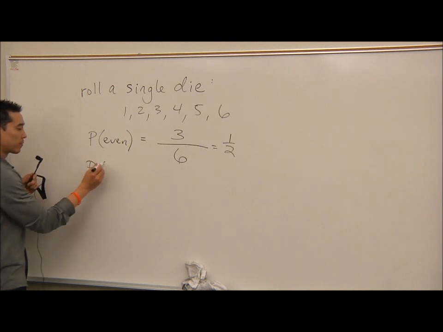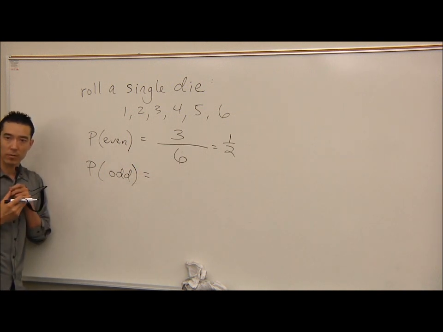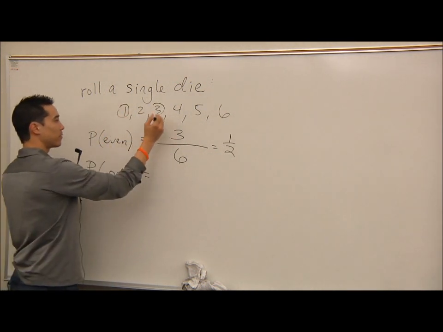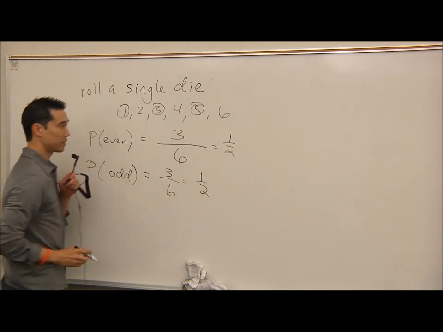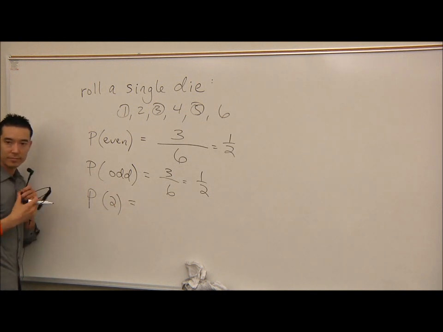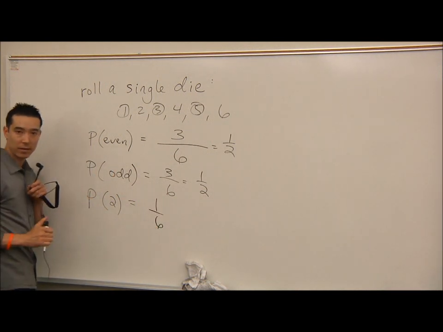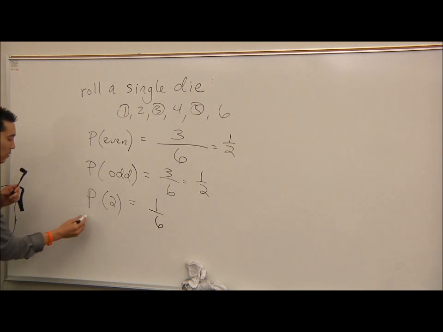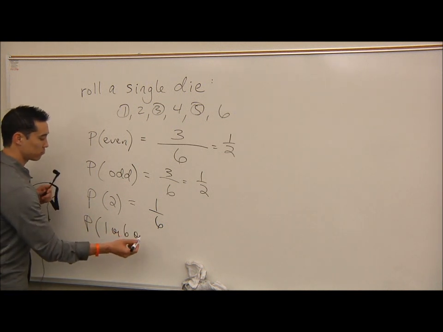What is the probability of getting an odd? What would I get there? Yeah, this time it's 1, 3, and 5. It's still 3 out of 6, which again is 1/2. Okay? What's the probability of getting a 2? How many times does that happen out of the 6? Just 1 out of 6. Okay? And I can go on and on and on and make the probability as crazy as I want, right? I could say, oh, what's the probability of getting a 1 or 6 or even?